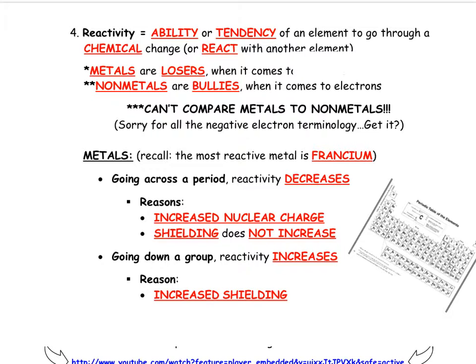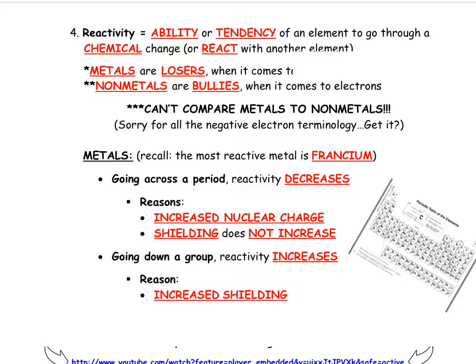Can't compare metals and nonmetals, okay? The reason you can't really compare them is because they do it for different reasons. The metals lose their electrons more easily because they get further and further away, and fluorine gains electrons because it gets closer and closer. Going across a period, reactivity decreases. You get less and less reactive, okay? The reason is because your nuclear charge, your number of protons, increases, and your shielding does not increase.